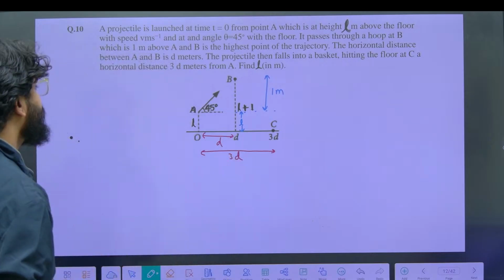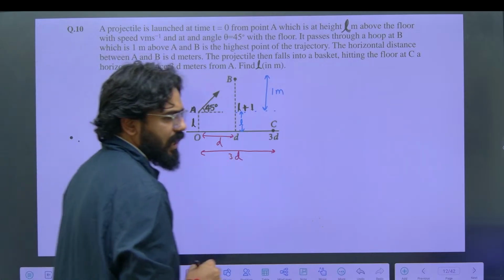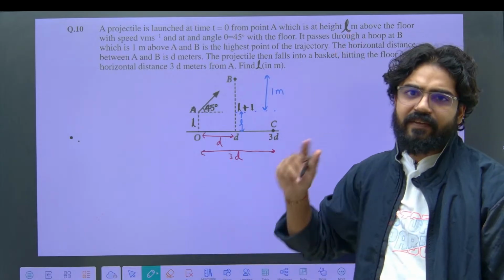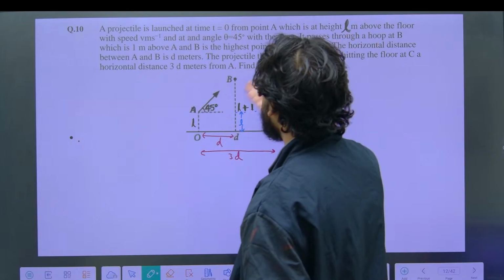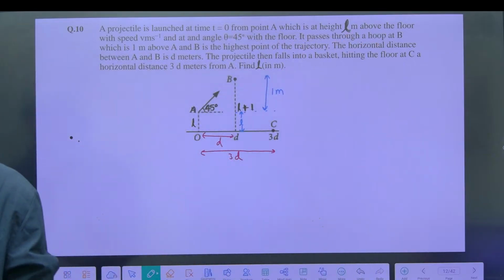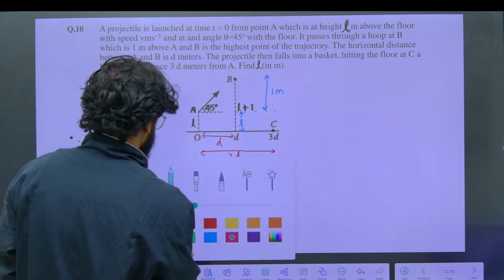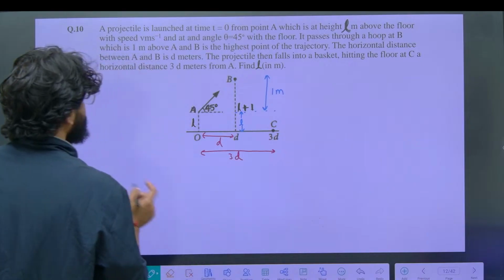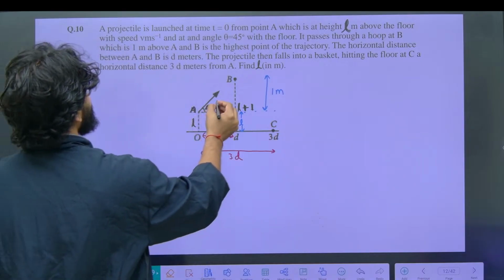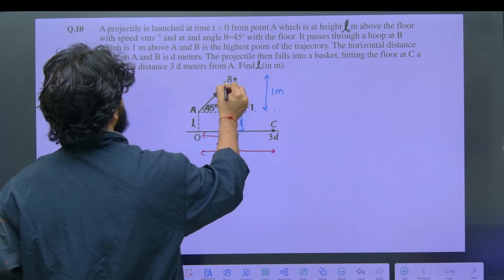Find the value of L. That is what they are asking, correct? So yes, this was L, otherwise there is no meaning. If it was 1 meter, then what are we calculating? Let's go. Firstly we can write what is the velocity. It is v meter per second.